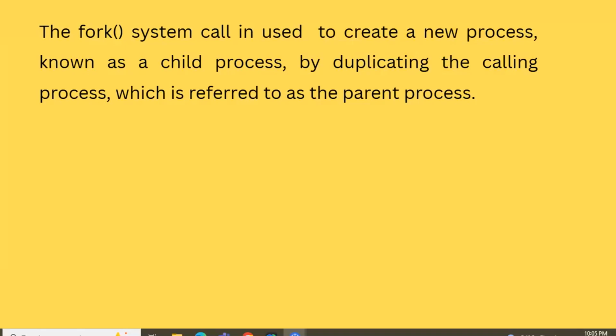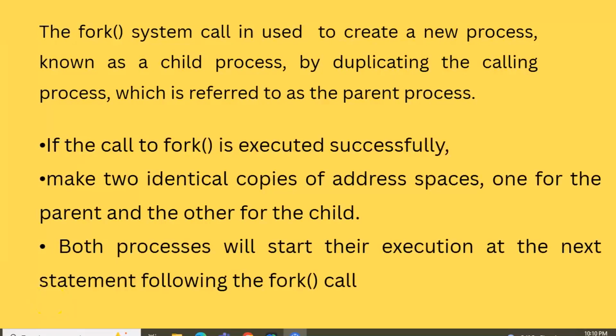First, let us know what a process is. A process is nothing but a program in execution. So a process in an operating system means a program in execution. When you call the fork function, it will create a child process and duplicate the calling process, or the parent process. What will happen if the fork function is executed successfully?